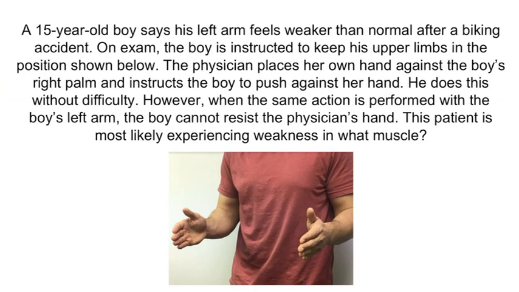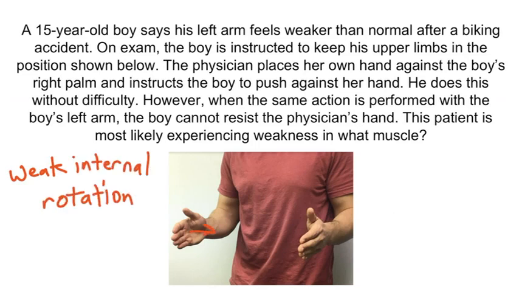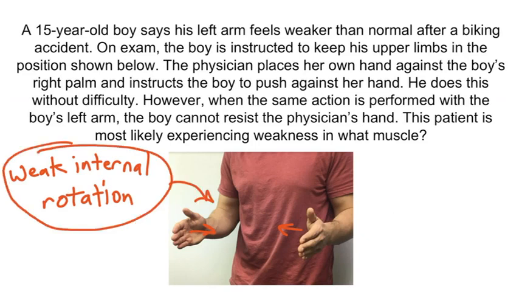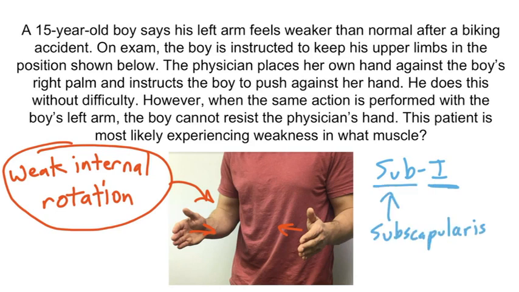Hopefully in the question stem you notice that the patient is unable to perform internal rotation with his arm. His palms were facing medially, and he had to press against the physician's hand. This is internal rotation. What muscle performs internal rotation? Well, remember the term sub-I. Internal rotation is done by the subscapularis muscle. Sub for subscapularis. So this patient is most likely experiencing weakness in what muscle?